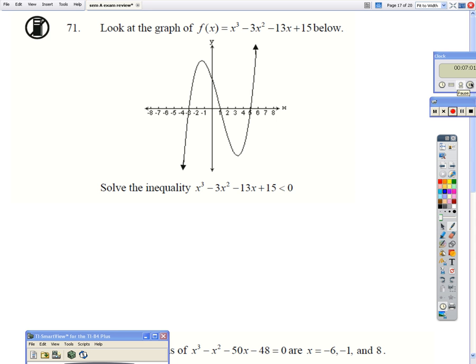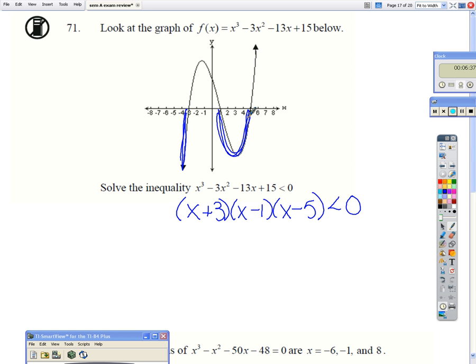Okay, so since this one is non-calculator, they give me the graph. I can use that to write the factored form. And I can also use the picture to look and see when the whole graph is less than 0. That's here and here. So that happens when x is less than -3, no equals in this one, and when x is between 1 and 5.